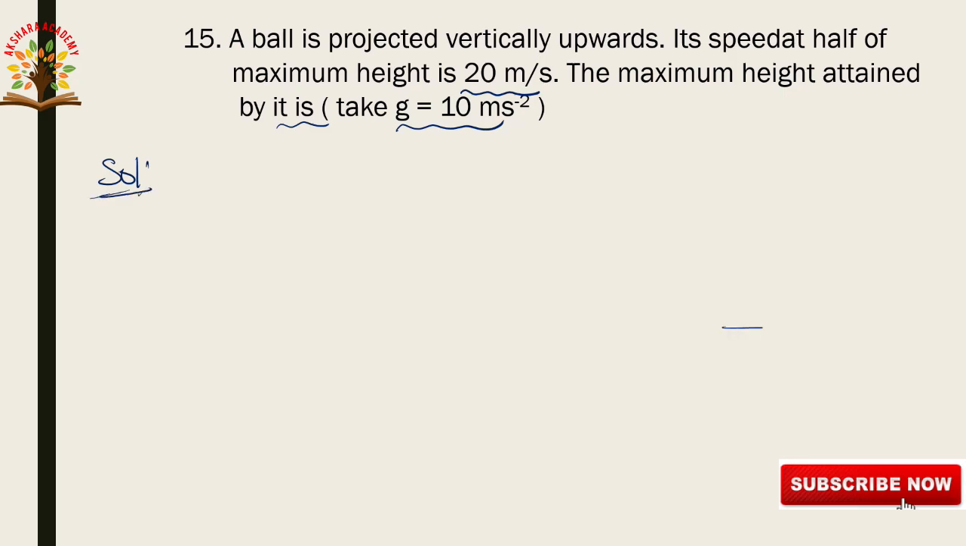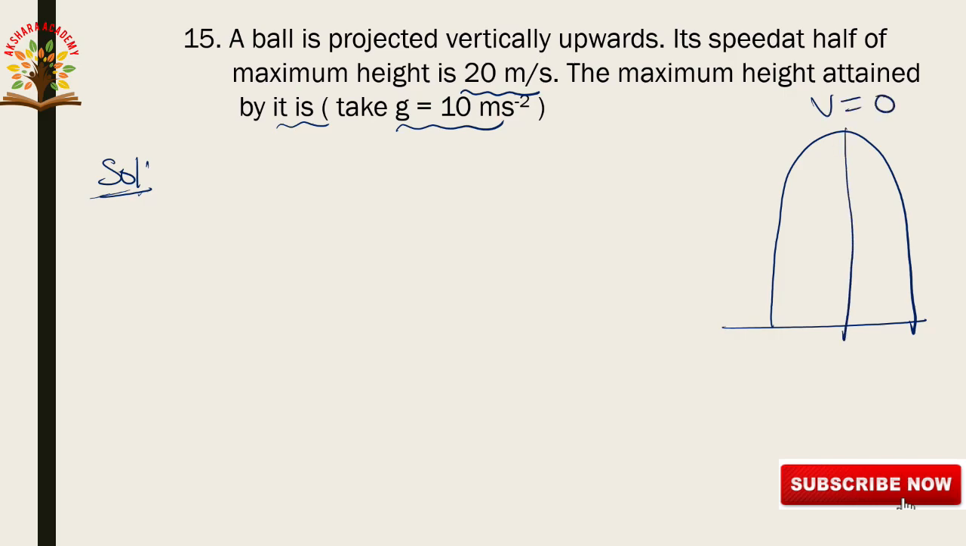Suppose a ball is projected vertically upwards like this. Here at maximum height v is equal to 0. Here the speed at half of the maximum height, h by 2. So here the complete height is h, and suppose here is point A, and this is point B, at h by 2. The speed is given as 20 meters per second.